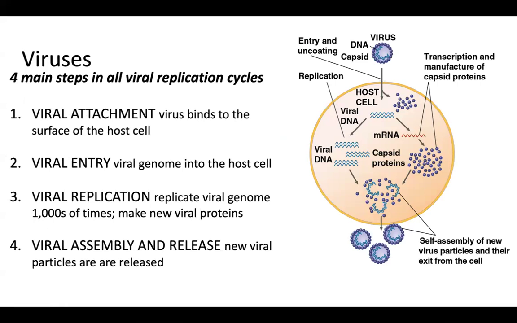All right, and then these are the 4 main steps in all viral replication cycles. The virus needs a host in order to replicate. The first step is viral attachment, which is the virus binding to the surface of the host cell. This is done in a very specific way. The second is viral entry, so the virus will enter the host cell. Once it's in, it's going to use the host cell machinery to make more copies. Then the pieces self-assemble, and there are a few different ways that they can release from the host cell. All right, and then in the next videos, I will get into specifically these steps in bacteriophages.